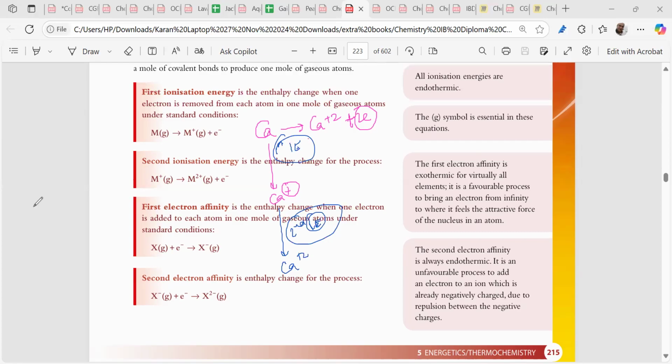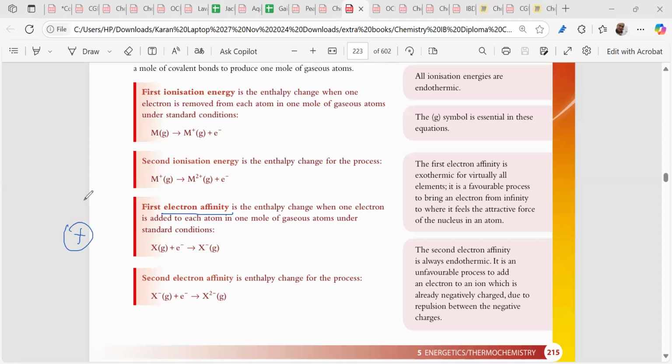Now, suppose electron affinity. What is electron affinity? In simple terms, you are putting an electron onto an atom. That is electron affinity. Now remember one thing, the definition: electron affinity is the enthalpy change when 1 mole of electrons is added to 1 mole of gaseous atoms, and we are getting X minus over here.